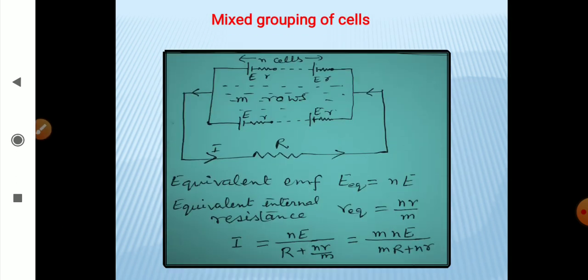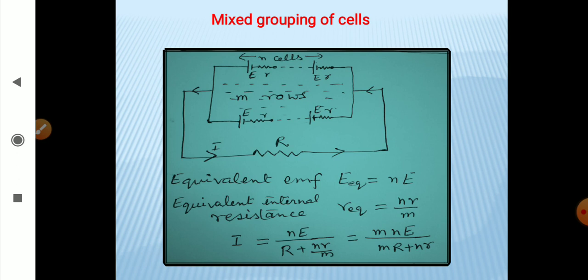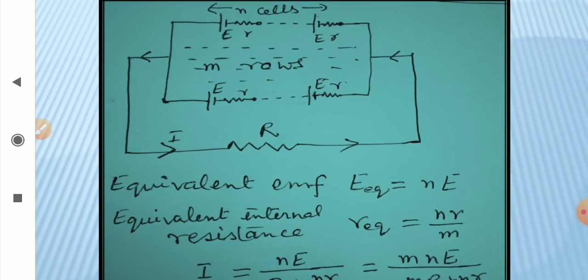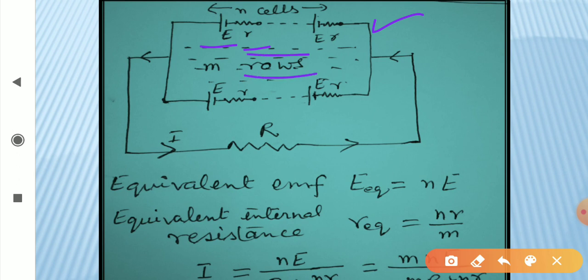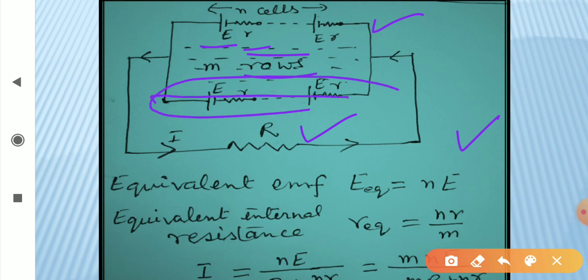Now, mixed grouping of cells. What if we have both parallel and series combinations together? So here we have chosen identical cells only. So here E with internal resistance R up to N cells in series, and we have similar M rows in parallel and external resistance R. So equivalent EMF will be NE. See, the total EMF of one line from here to here becomes NE, right? And they all are in parallel. So equivalent EMF is NE.